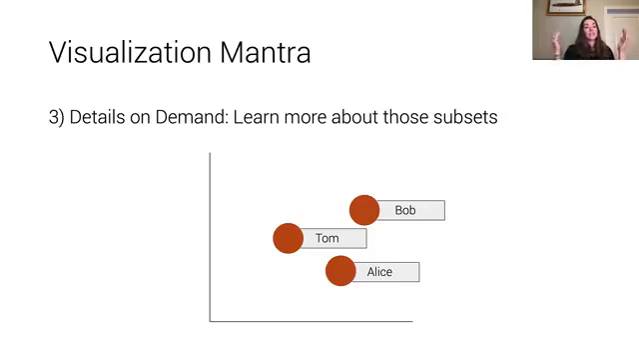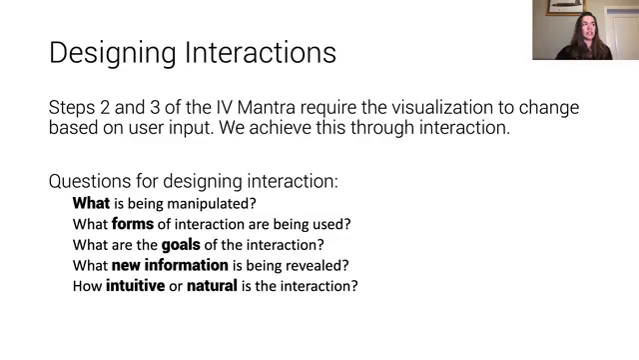So, this 3-step mantra, this overview first, zoom and filter, details on demand, gives us a pretty useful way of thinking about how might we actually piece together the workflows that people engage with in an interactive visualization. In particular, you'll notice that both steps 2 and 3, zoom and filter and details on demand, require visualizations to actively change in response to some sort of user input.